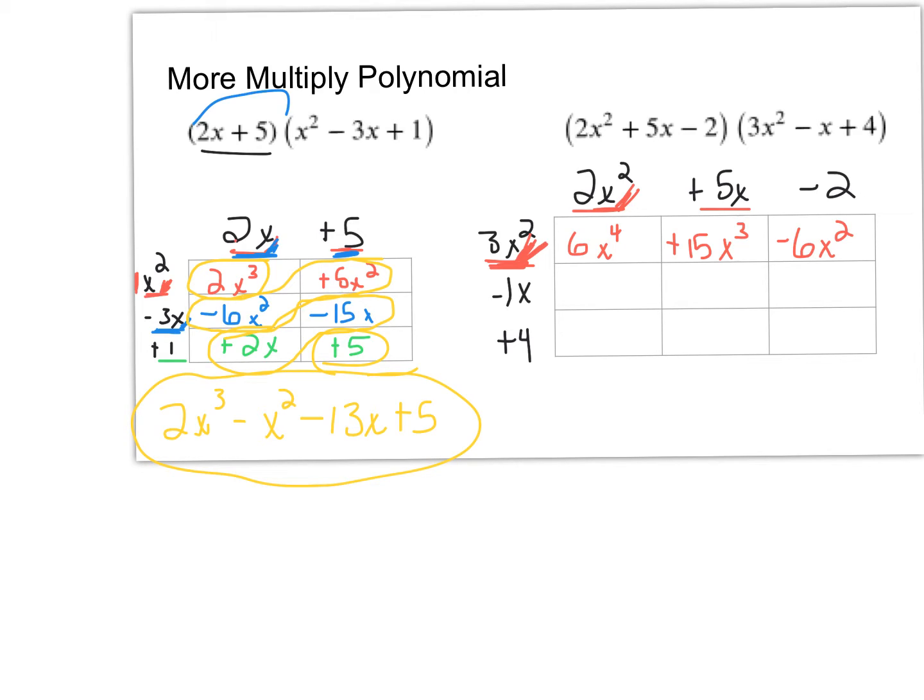All right, so let's go to the next level. Okay. So we're going to have negative x times the 2x squared. So negative 1 times 2 is negative 2. X with x squared. I have 1x here, I have 2x's here, so that makes 3, so x cubed. Negative 1x times 5x. Negative 1 times 5 is negative 5. X with x, I have two x's now, so x squared. Negative x times negative 2, so negative 1 times negative 2 is positive 2. And then we have x with nothing there, which is just x.